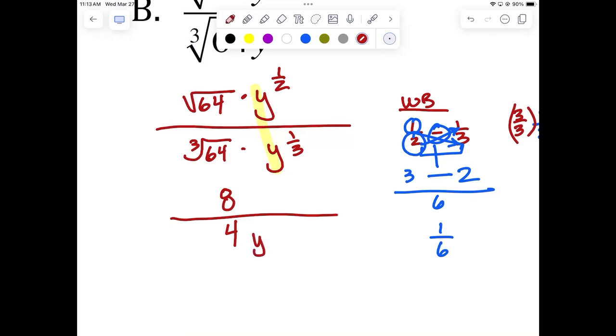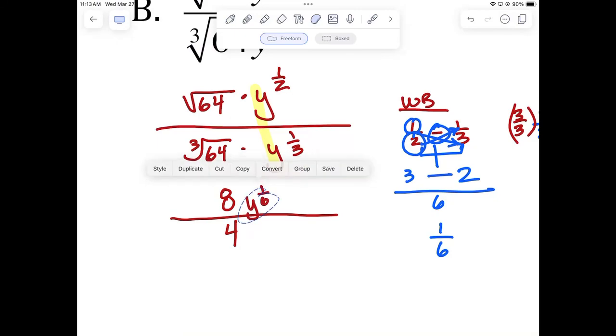Caden, do I write y to the 1/6 in the bottom, or do I write y to the 1/6 in the top? In the top. So you've already anticipated that. I was going to ask that question here, but you already asked it earlier, so now everyone knows when you do the rule, you write it in the top.